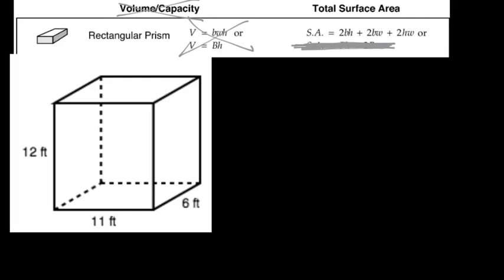Alright, so to get the right answer, we're going to have to use this. So surface area, and it's going to be 2 times the label. This is the height, which is 12, and the base, which is 11, and the width, which is 6. Once again, I'm just going to draw across because I'm trying to do the colors.